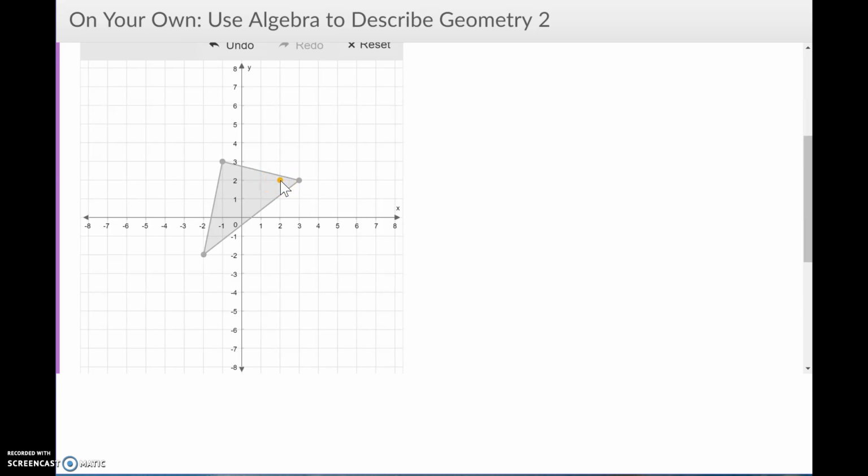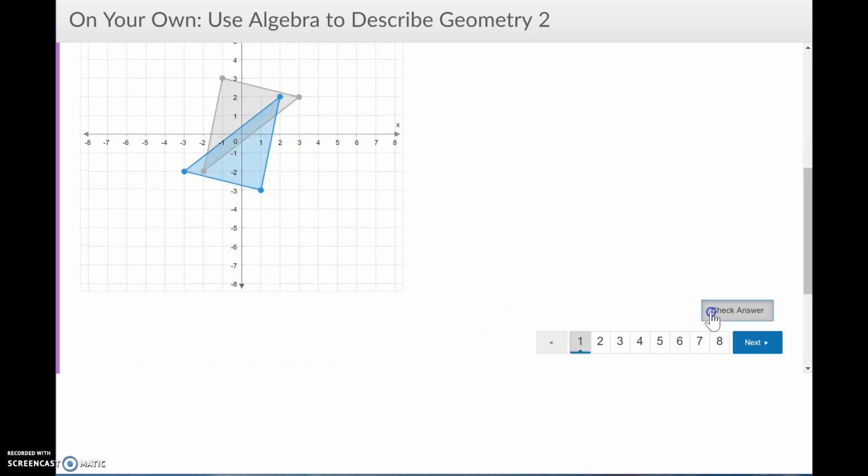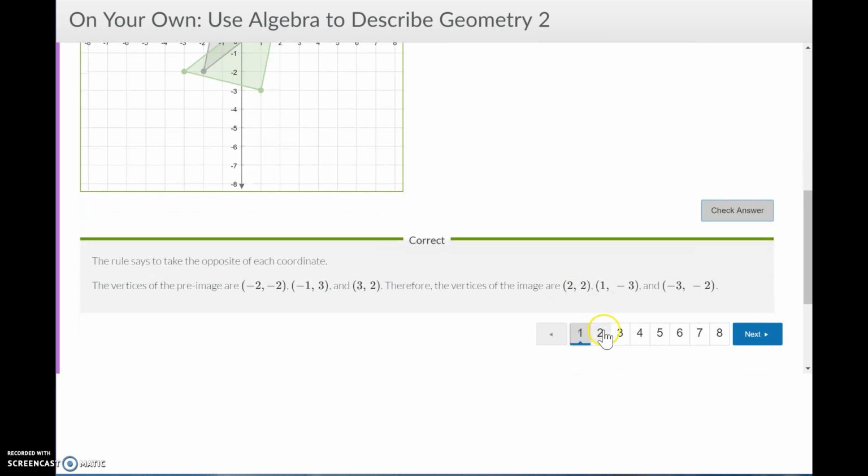That's the first one. So we're going to look at this one. X is negative 1, so that's going to become positive 1. Y is positive 3, so it's going to become negative 3. The last one, x is positive 3, so it's going to become negative 3. And y is positive 2, so it becomes negative 2. Connect it. See how we did? And we did good.